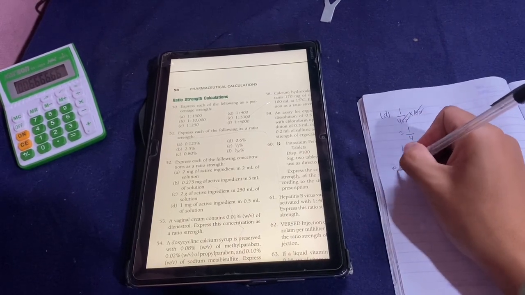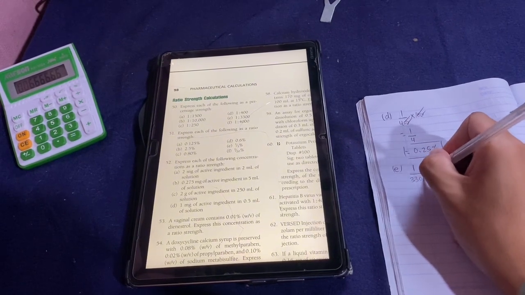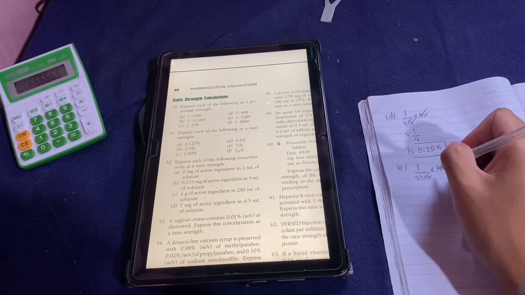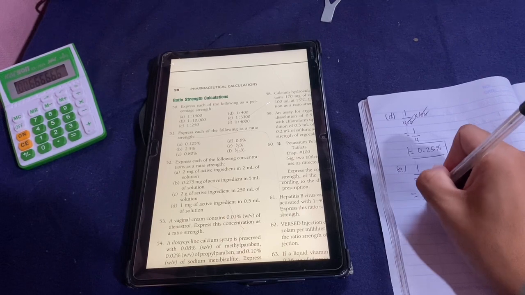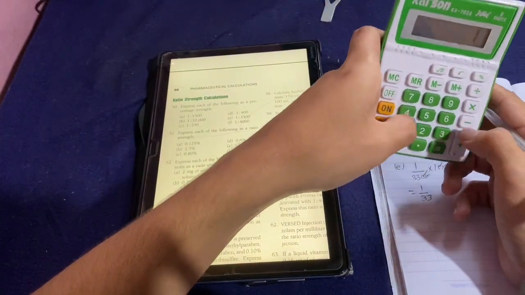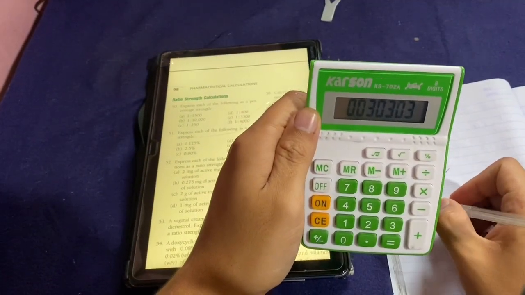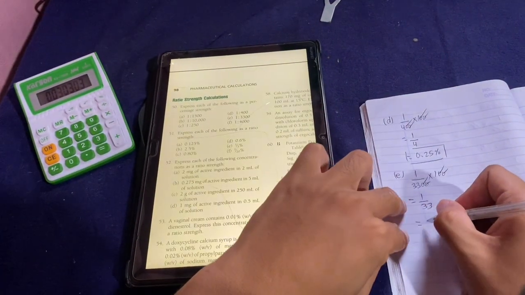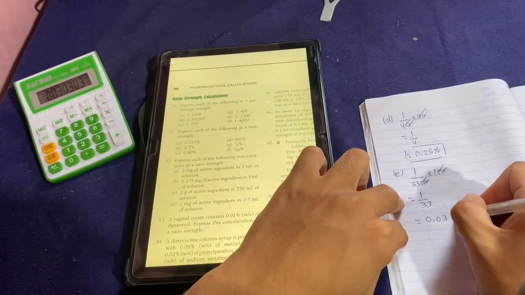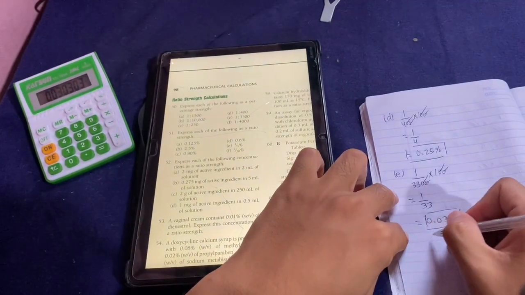Let's go to E. So E says 1 over 3,300. So times 100. 0 will be cancelled out to 0, 0 with 0. So 1 over 33. 1 over 33 is equal to how much, guys? 1 over 33 is equal to 0.03. So sabihin lang natin 0.03 percentage. So that's for E. Let's go to F.